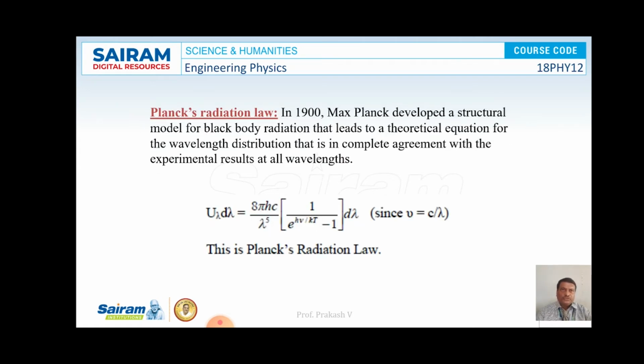When it comes to Planck's radiation law, Planck has given an expression for the energy emitted by a black body per unit volume, that is u lambda d lambda equals 8 pi hc by lambda to the power of 5, into 1 by e to the power of h nu by kT minus 1, into d lambda. So this is the expression given by Max Planck in order to explain the energy emitted by a black body.